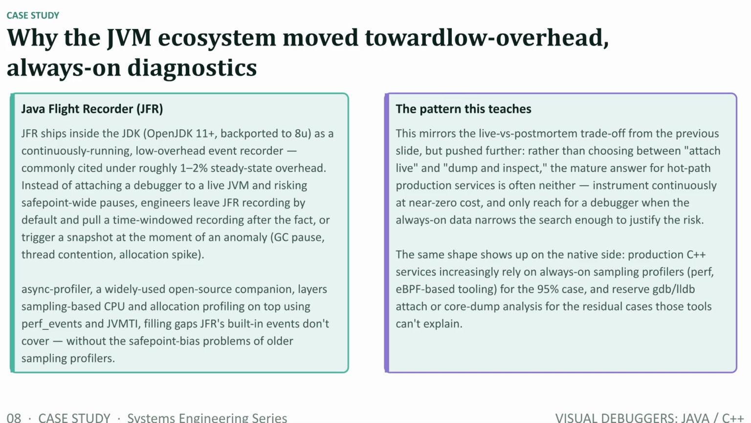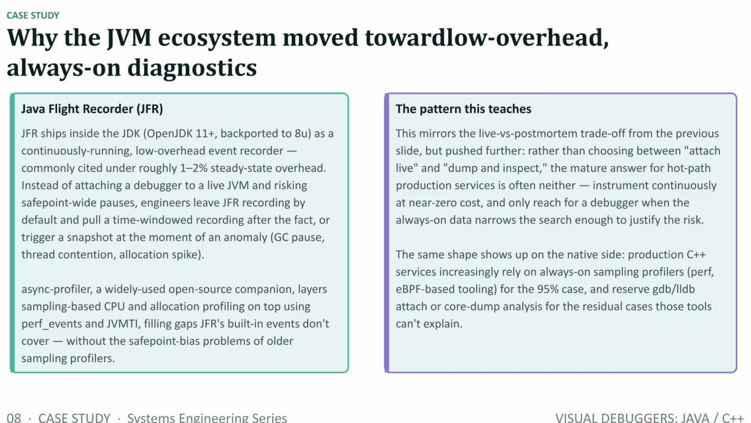The pattern this teaches goes further than the last slide's live versus post-mortem trade-off. For hot path production services, the mature answer is often neither. You instrument continuously at near zero cost, and you only reach for a debugger once the always-on data has already narrowed the search enough to justify the risk.